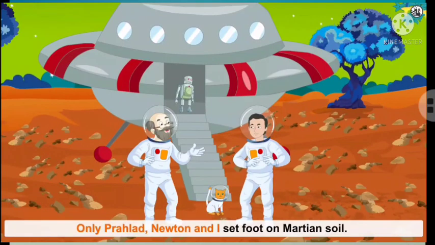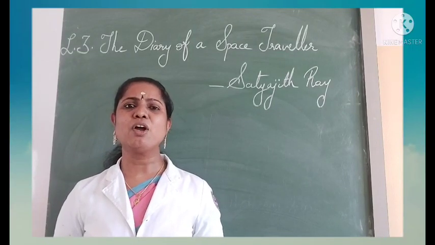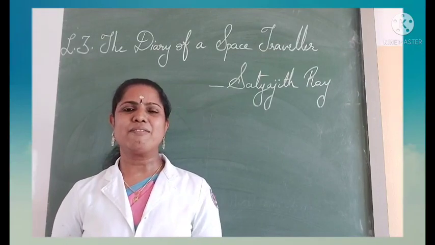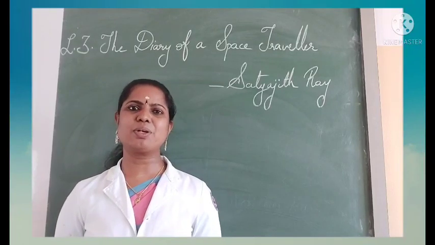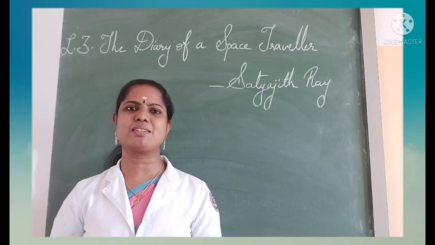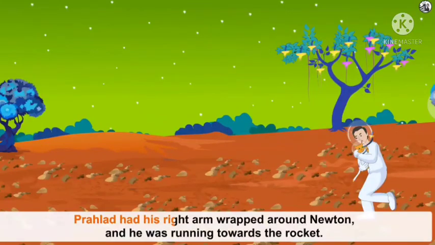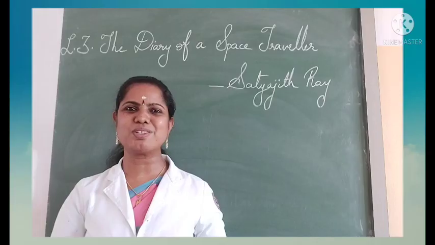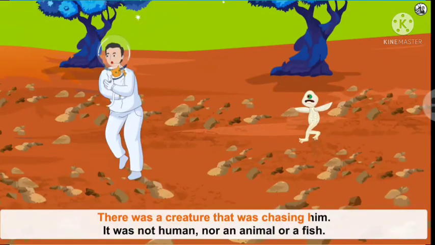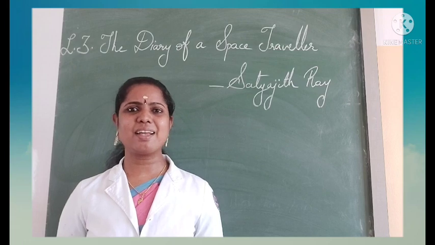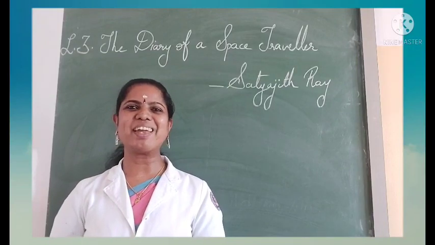As he was going around on the planet Mars, he heard a terrible scream and that froze his blood. When he heard that violent scream, he was filled with fear. He was so afraid and frightened. And just then when he turned around, he saw Prahlad wrapping Newton and running towards the rocket. And who was chasing Prahlad? It was a Martian creature. So that sight really froze his blood. He was frozen, so frightened.